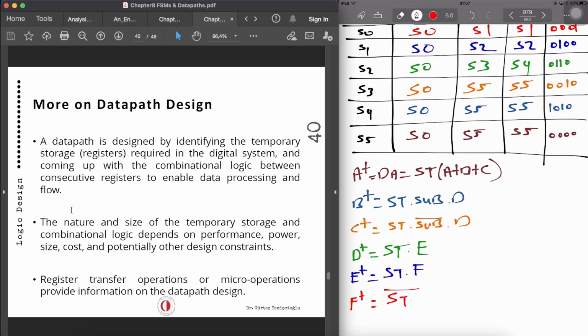Okay, so that's all I want to say about this chapter, FSMs. There are 5 exercises at the end of this chapter, which we are going to solve in the live session. Thank you.